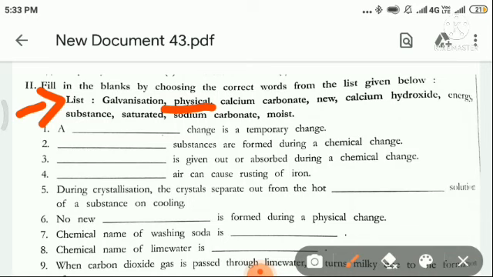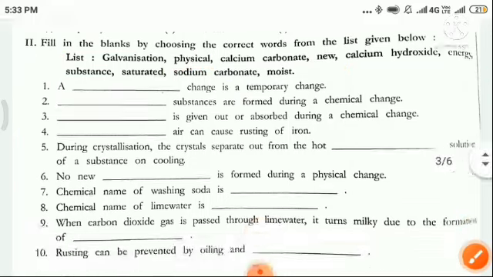Again we know that new substances are formed during a chemical change. Energy is given out or absorbed during a chemical change. Okay, for number 3, the word that will be used to fill the gap is energy. So energy is given out or absorbed during a chemical change.